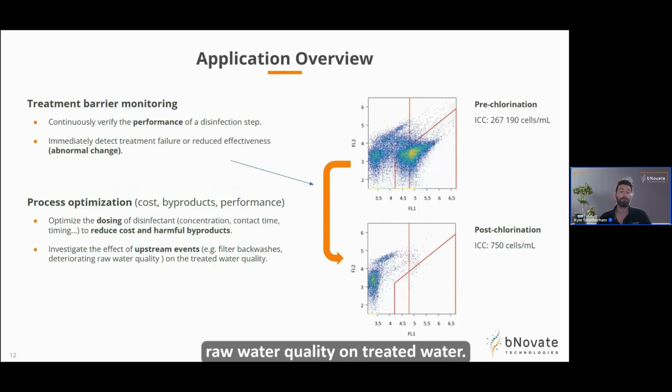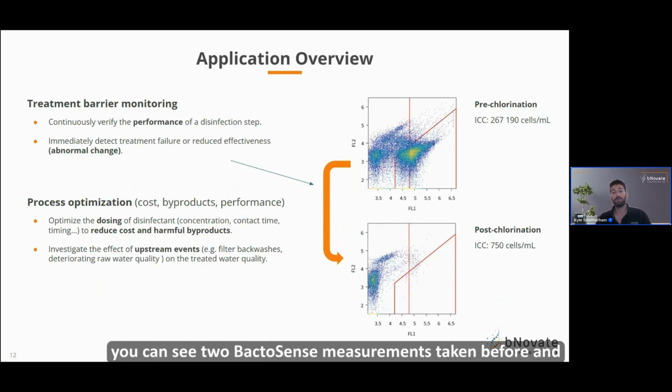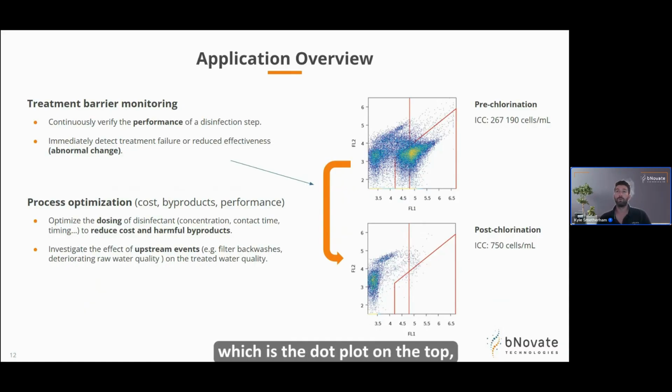It can also help assess the impact of upstream events, such as filter backwashes or changes in raw water quality on treated water. On the right, you can see two BactoSense measurements taken before and after chlorine disinfection. Before chlorination, which is the dot plot on the top, ICC counts are around 260,000 cells per milliliter, with a clear cluster of cells visible within the gating.